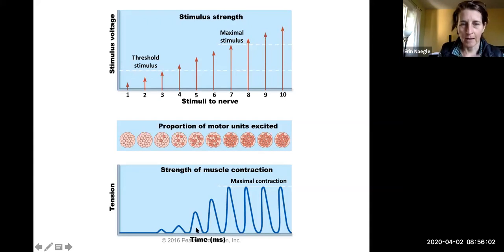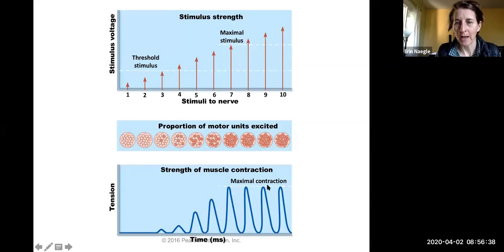But if we increase the stimulus voltage, meaning we increase the amount of voltage in the lab, in your muscles it would be increasing the number of axons that are excited and sending an action potential down to the neuromuscular junction. As we increase that, we're going to increase the number of motor units that are excited, and we're going to increase the amount of tension or the amount of force that that muscle can create, right? We're talking about a whole muscle organ here. And at some point, we're going to reach maximal contraction.